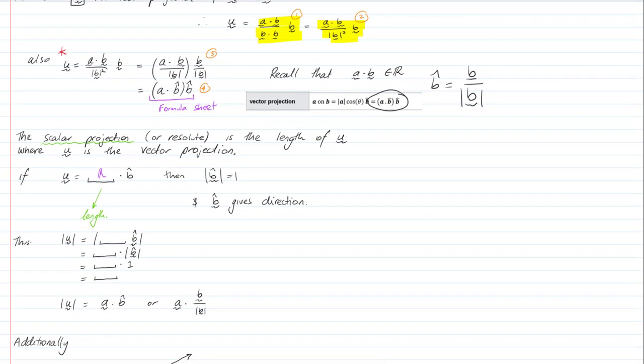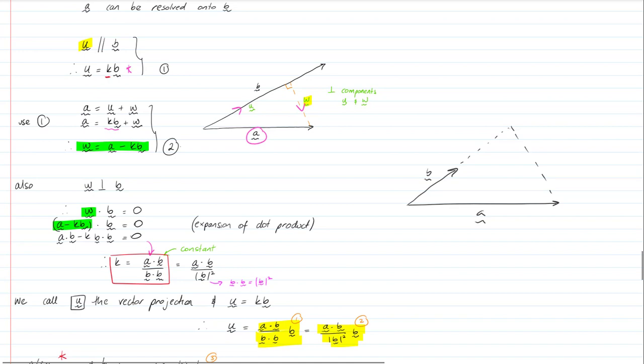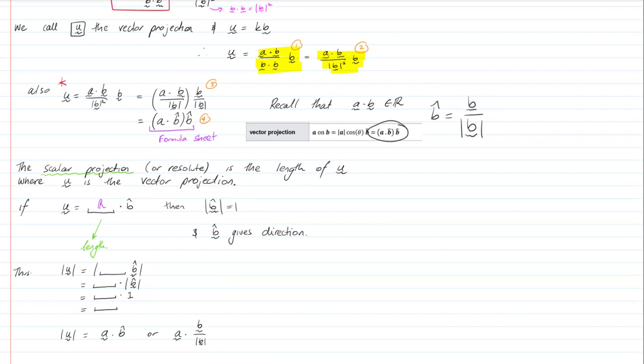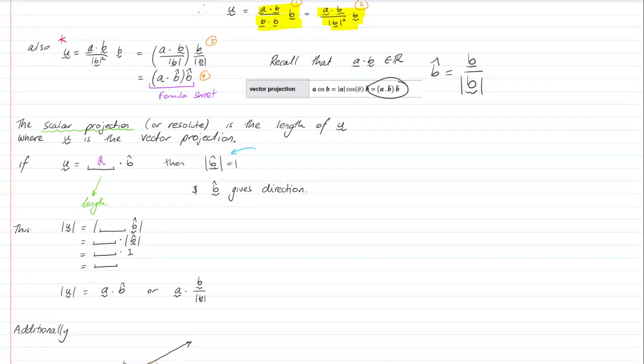Remember U, if I go back up to the diagram, U is the vector component of A in the direction of B, which means that U is equal to some real number times the unit vector B. Now that real number is not necessarily k, remember k was just times by B, not the unit vector B. But we do know that the magnitude of the unit vector B is 1, and the B unit vector gives us direction. It doesn't add anything to the length.